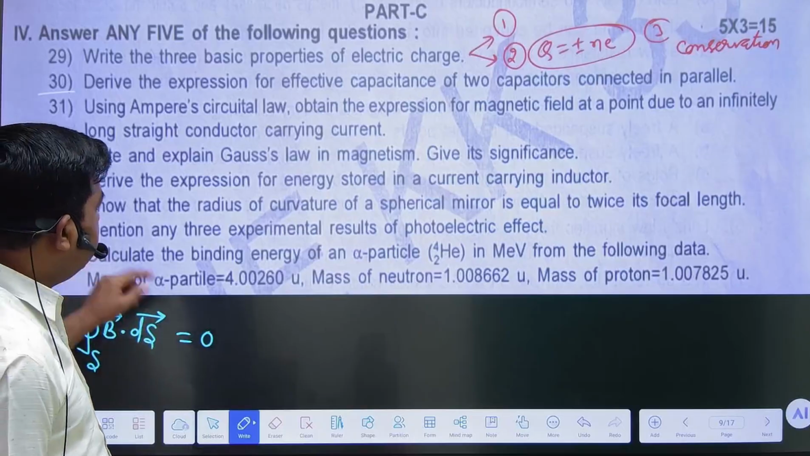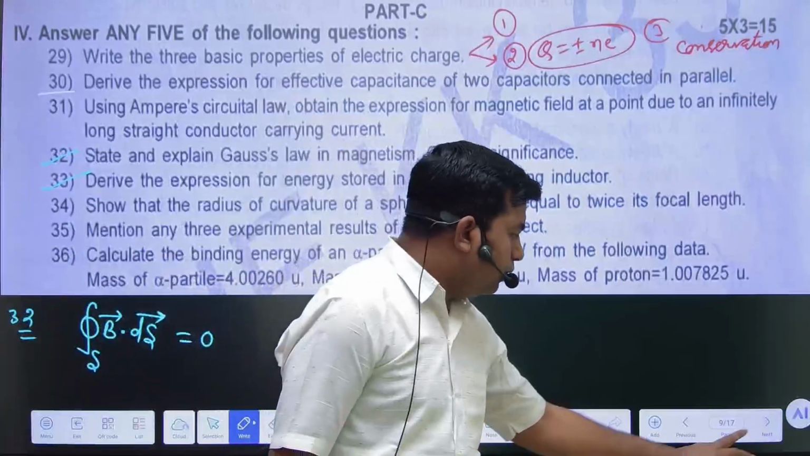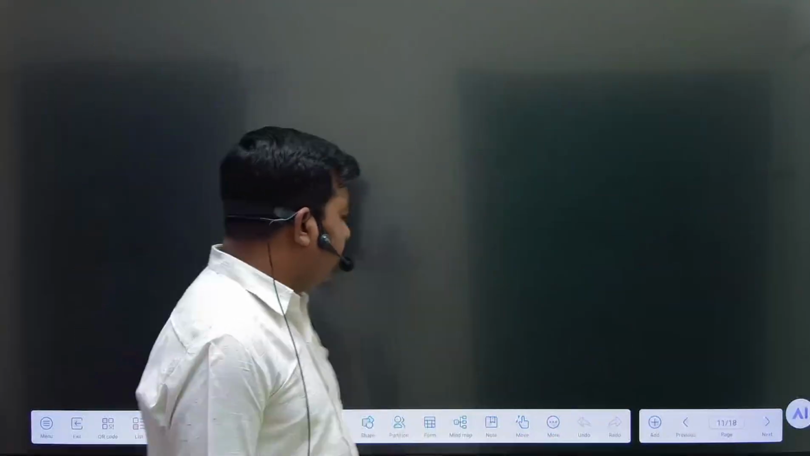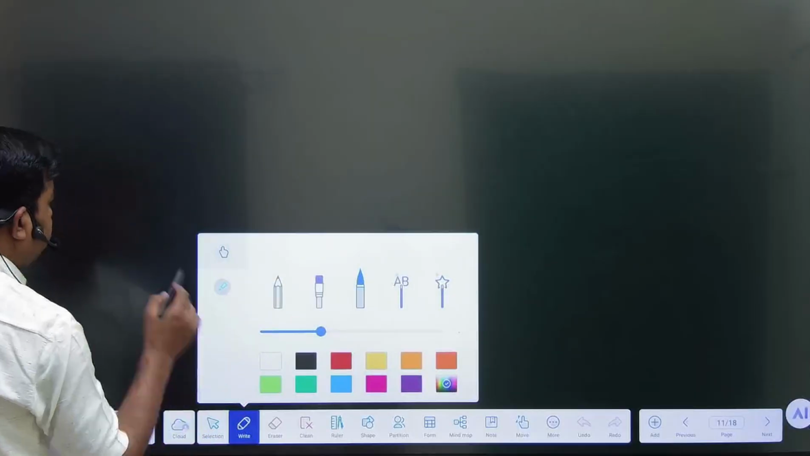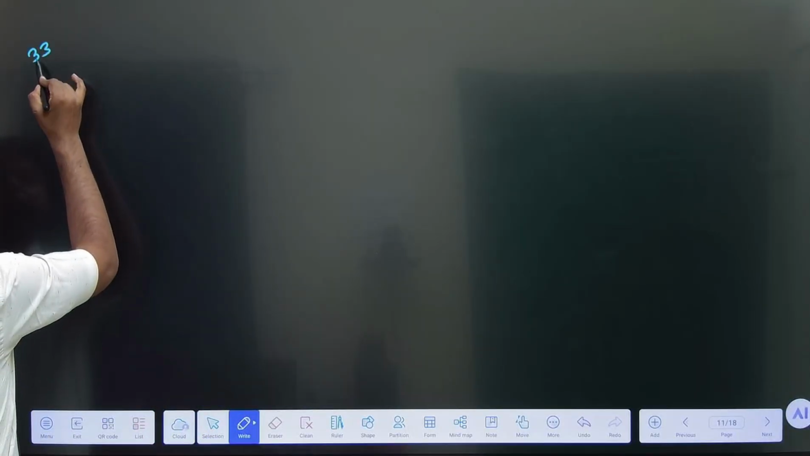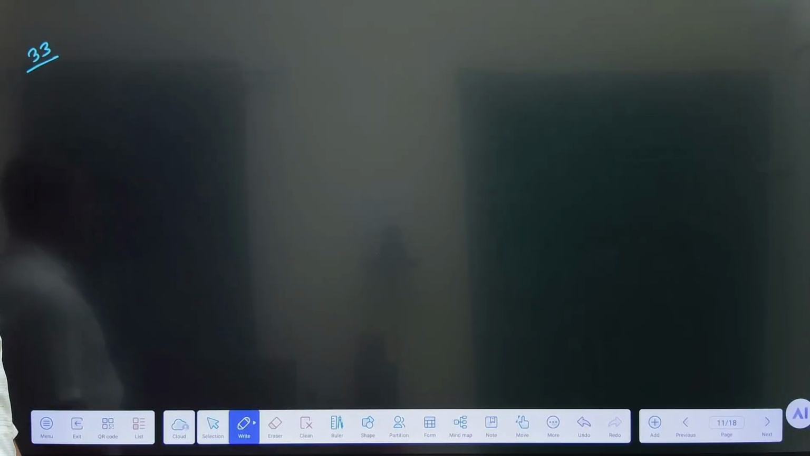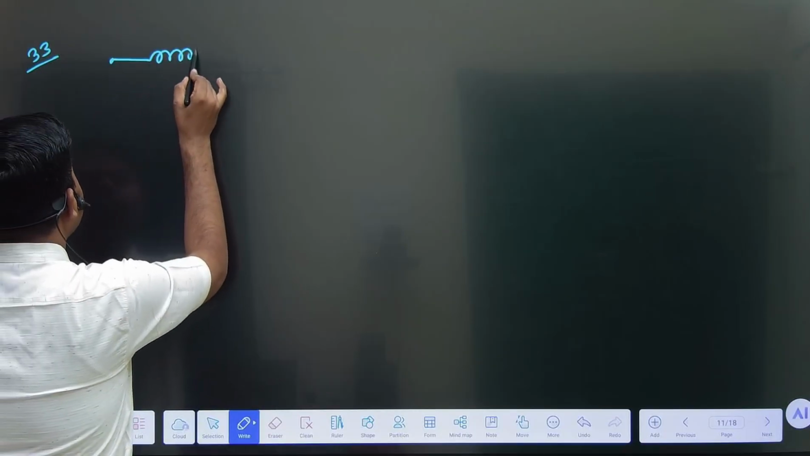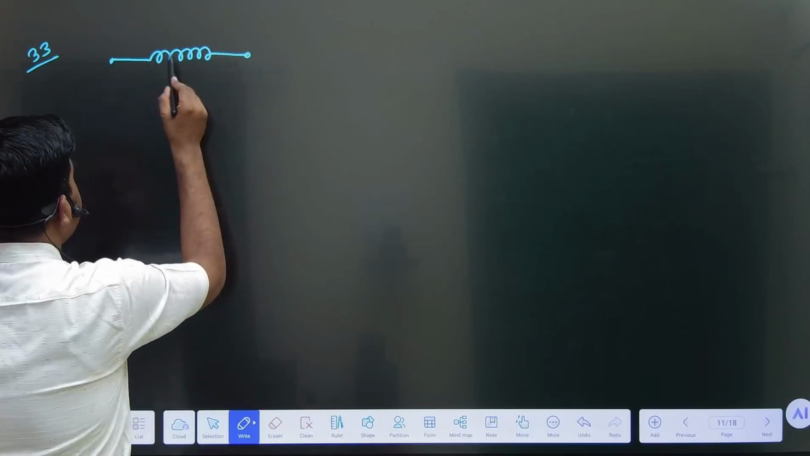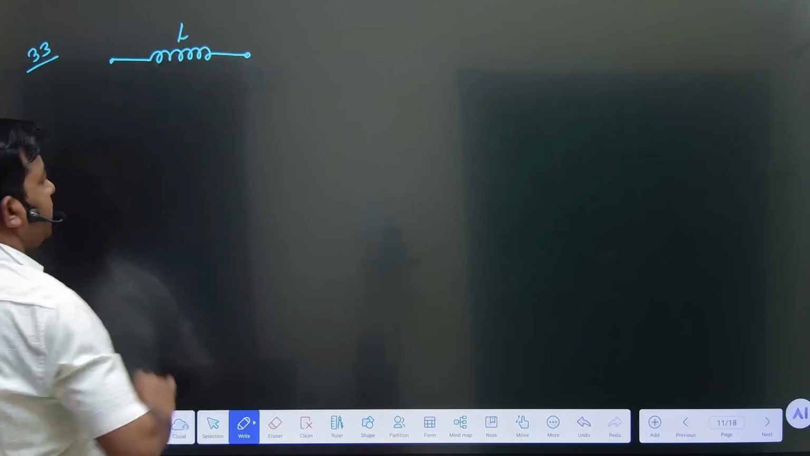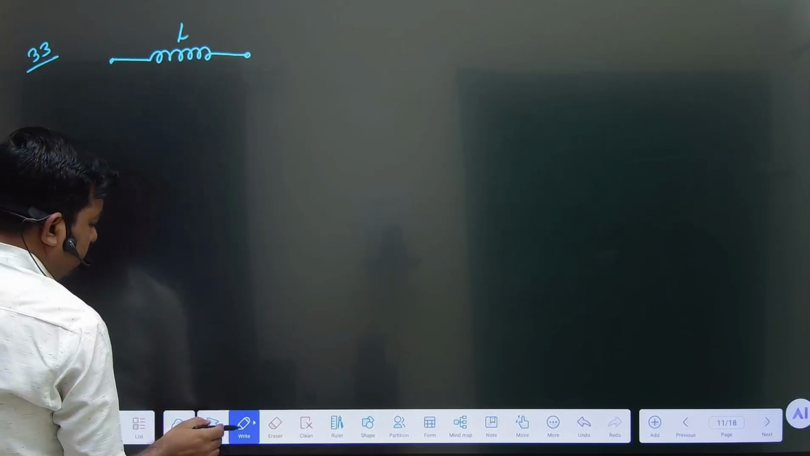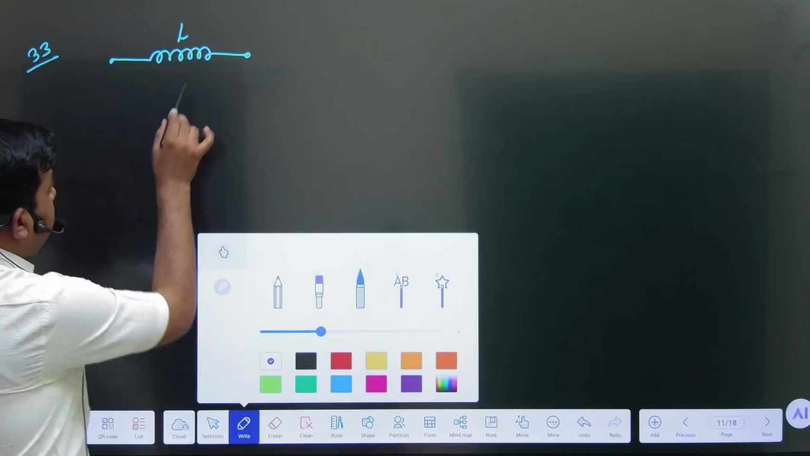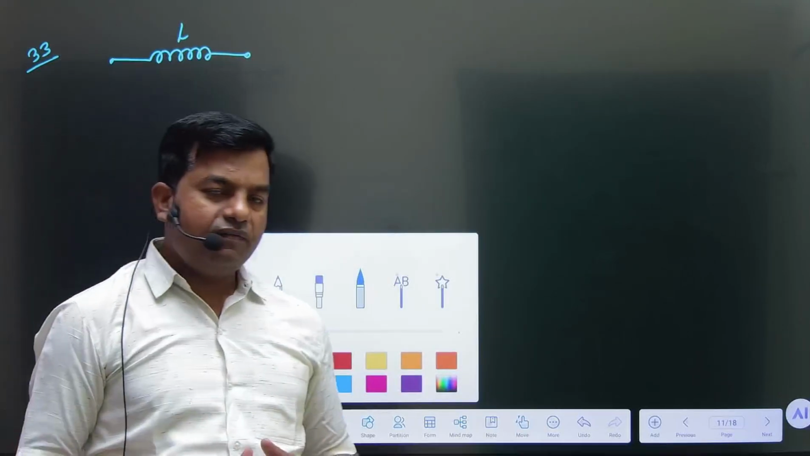Question number 33. What is question number 33? You have to derive an expression for energy stored in an inductor. So here we have to consider an inductor having self inductance L, through which a current I passes. Whenever the current I passes in the inductor, an EMF is induced in it, which opposes the flow of current.